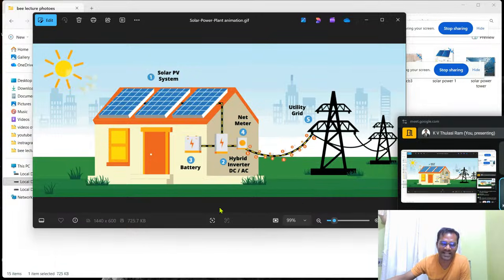Any other student can give some theoretical explanation. This is an animated video, so you will get more picture than theory. Any other student can explain what is happening here?